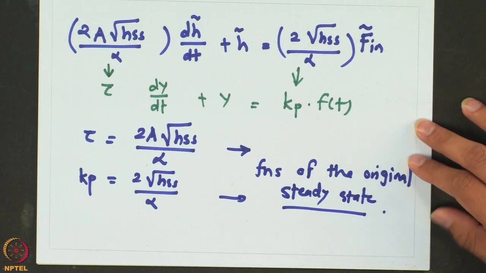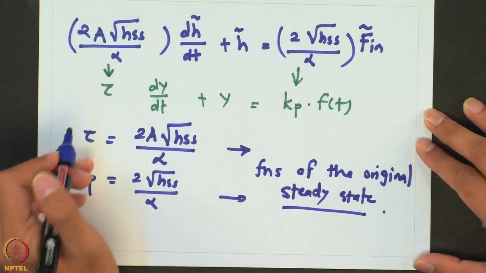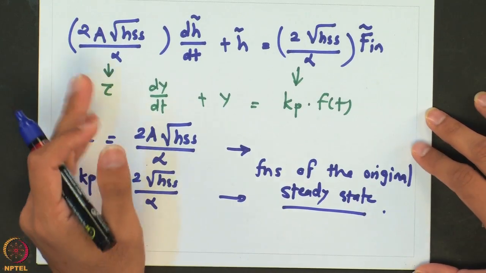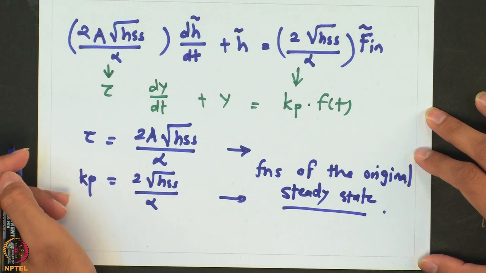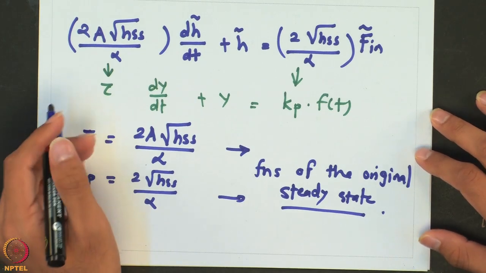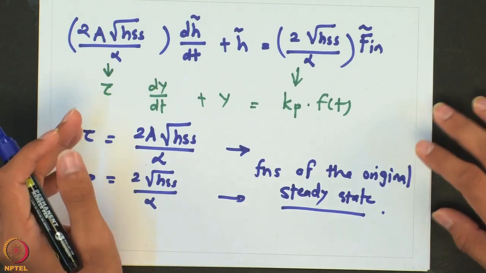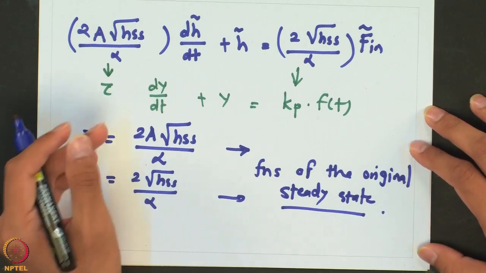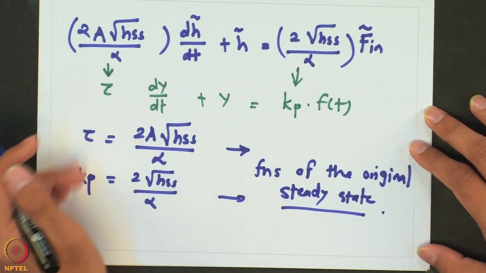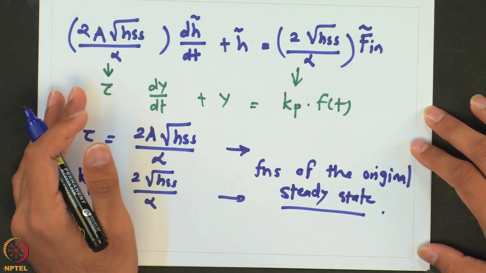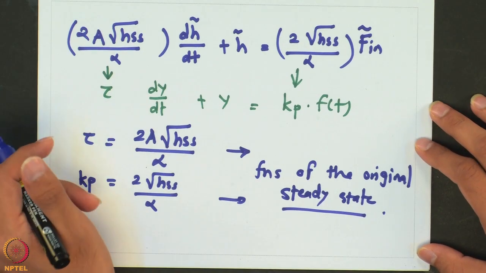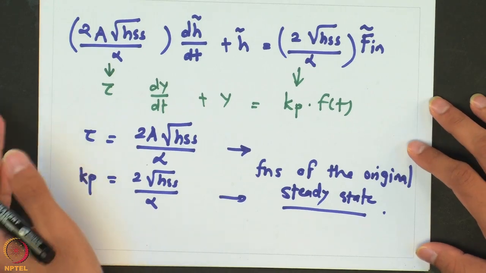So what is interesting is if I linearize the system at different steady states, then the tau and kp which I am going to get are going to be different. So for this example, let's say if I linearize the system at 50% level, it will give me a value of time constant and kp, but if I linearize it around, let's say 75% or 25%, then these cases would give rise to different time constants.